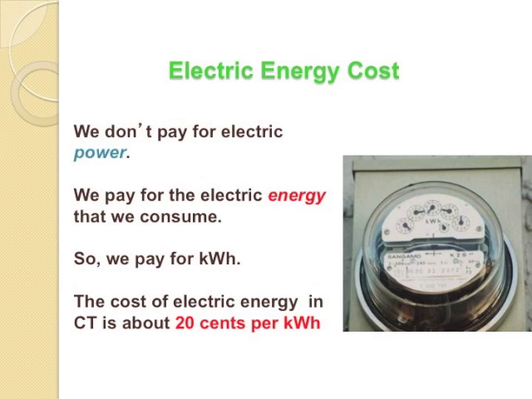Okay, in many of the environmental and energy things that we look at, there's kind of two bottom lines. There's the environmental impact and the human impact, and there's the price. So it's important that we realize that we pay for kilowatt hours. We pay for energy. We don't pay for power. We don't pay for watts. So if you say I'm paying my power bill, you're not really paying your power bill. You're paying your energy bill. The cost of electric energy in Connecticut is about 20 cents a kilowatt hour. So we're going to have to use that cost to calculate what it costs to produce energy that we use.